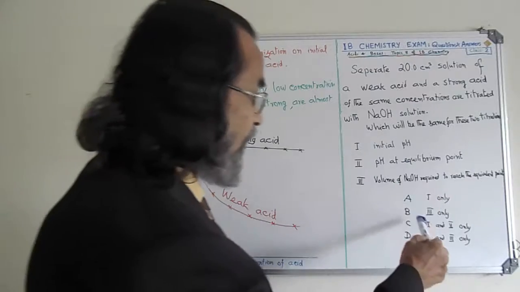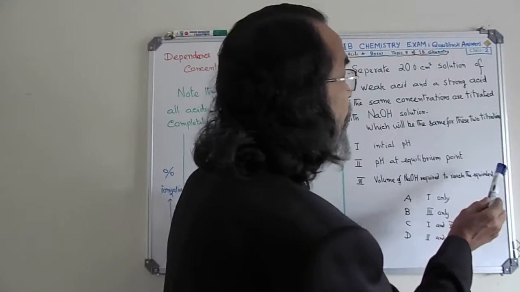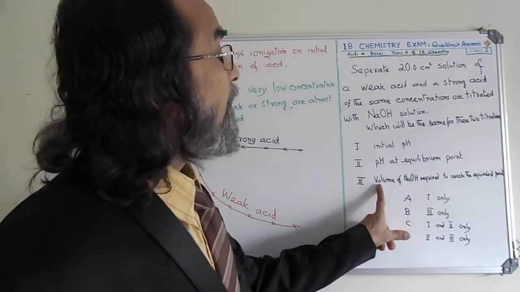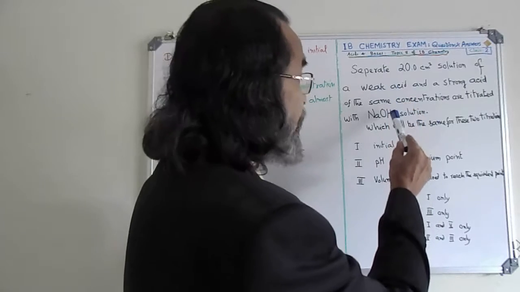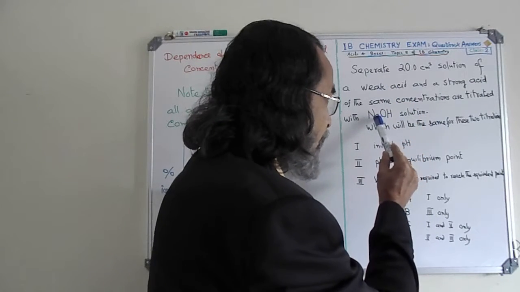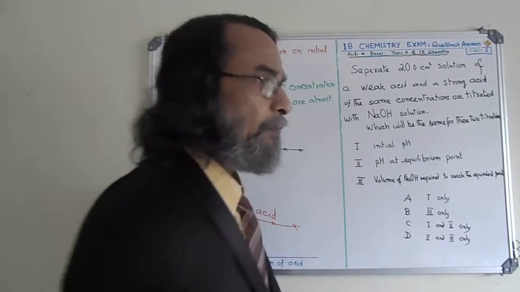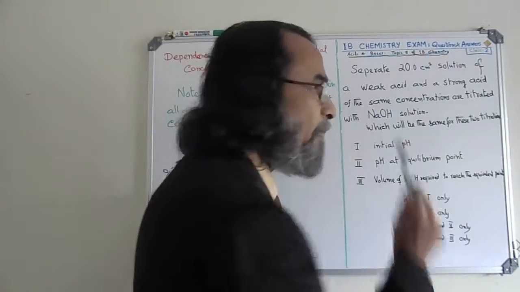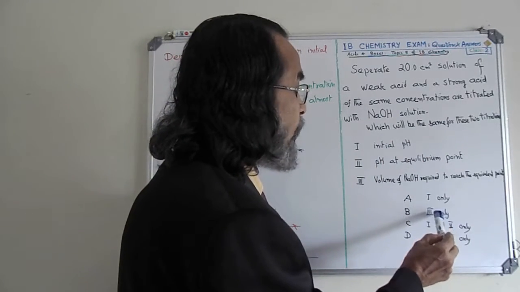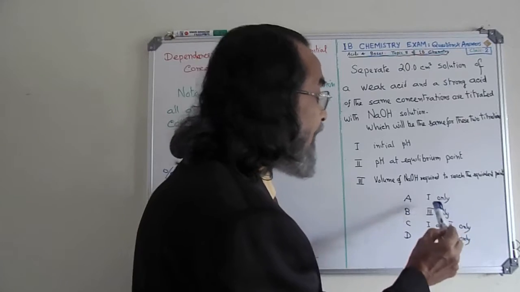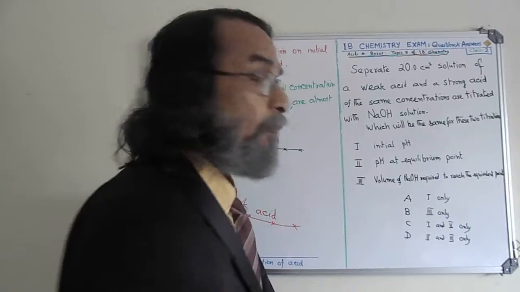Now what about the third one? Volume of NaOH required to reach the equivalence point. That will be the same, because the same concentration of acid we are using, and it will give almost equal values for NaOH. Almost a concordant value will be obtained in this case. So 3 only answer is not correct. 3 is correct. So we have to check whether C and D are possible.